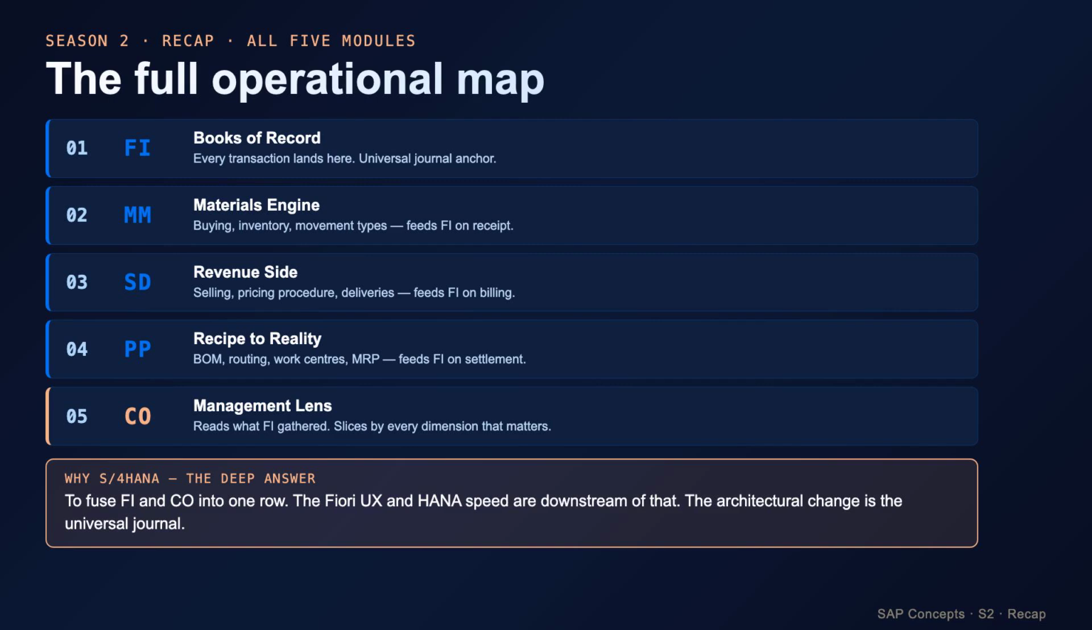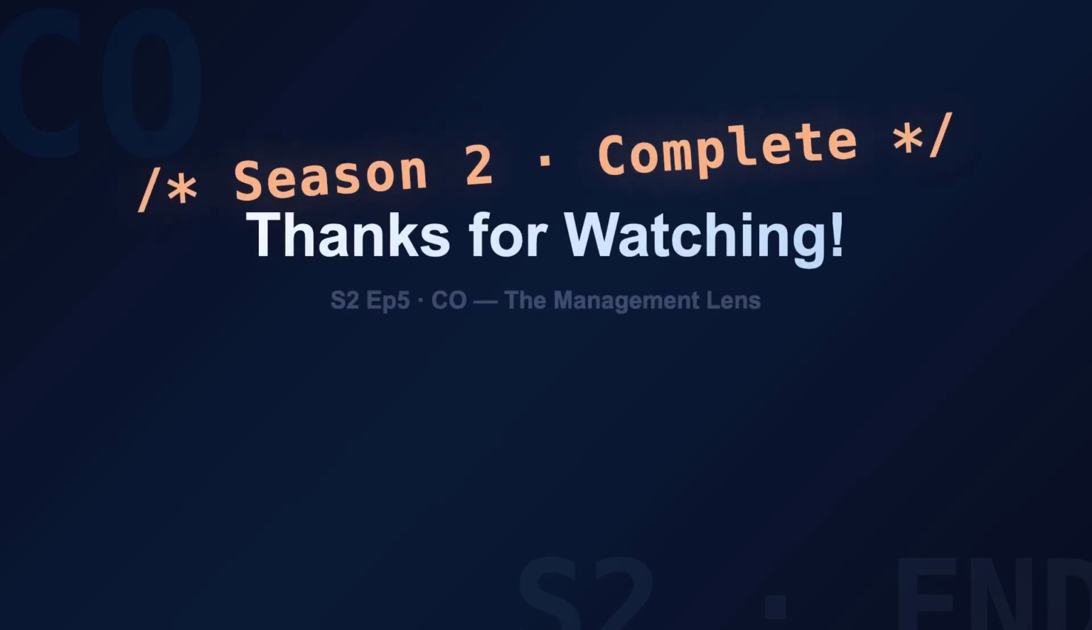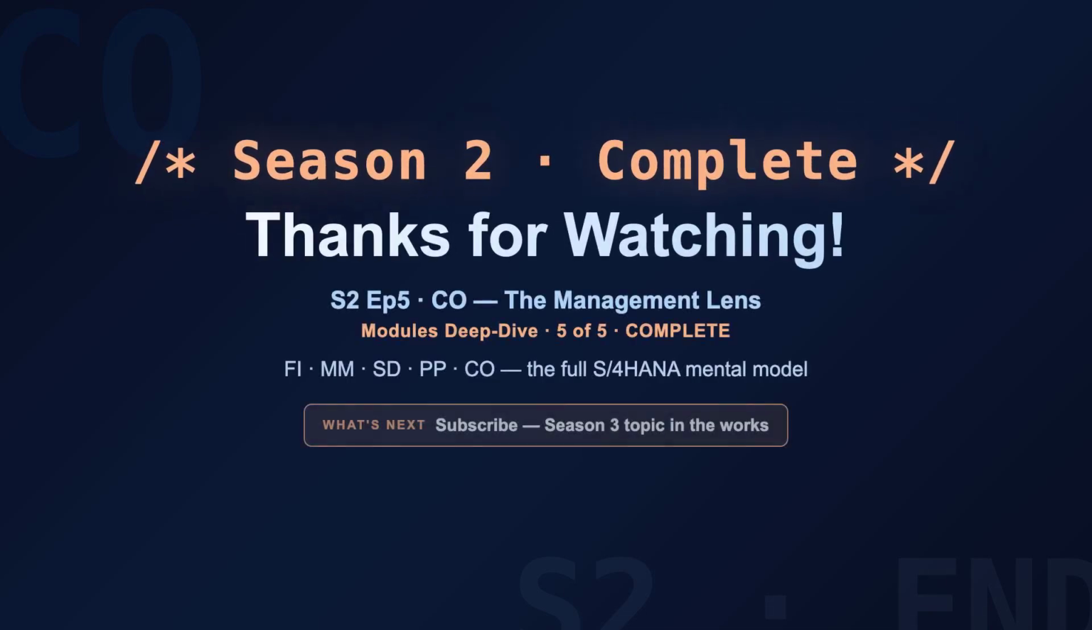And ACDOCA is what makes the one data model coherence possible. The deepest answer to why SAP moved to SAP S/4 to fuse finance and controlling into the same row. Everything else is downstream of that. That's Season 2. 5 modules, the full SAP S/4 mental model.